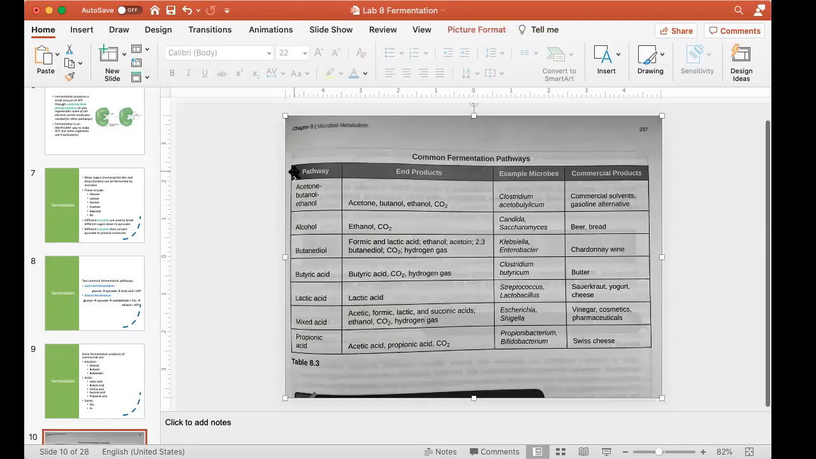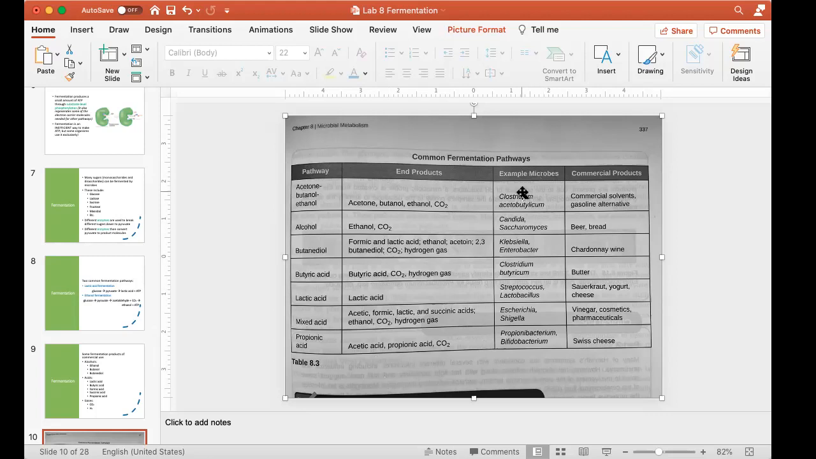On this slide, you're looking at a picture of a table that I took right out of your textbook. It's table 8.3. You can see, again, common fermentation pathways. The name of the pathway is listed in the column over on the left. You certainly don't have to memorize these. I just wanted to give you a chance to see them. The end products of the fermentation pathway are listed in this second column. And as you can see, these are all combinations of acid, alcohol, and gas.